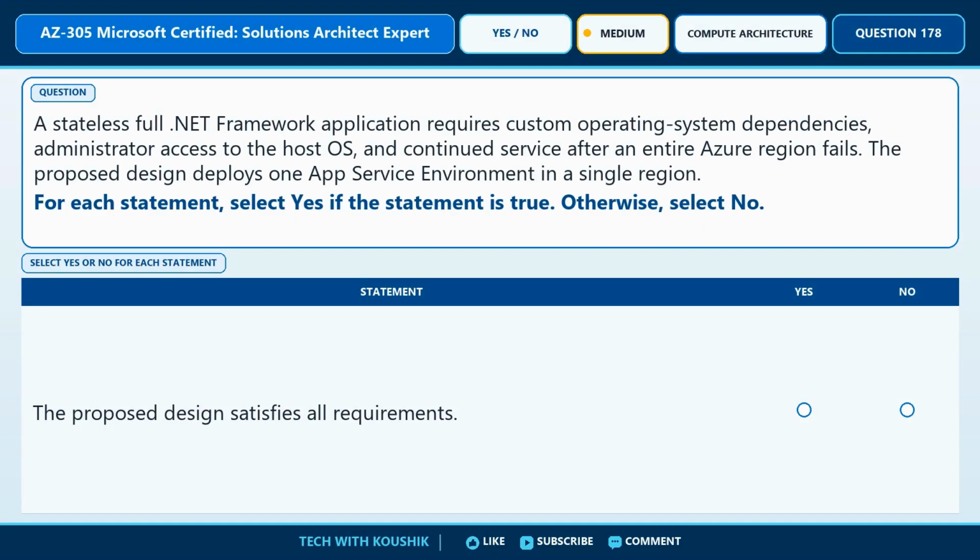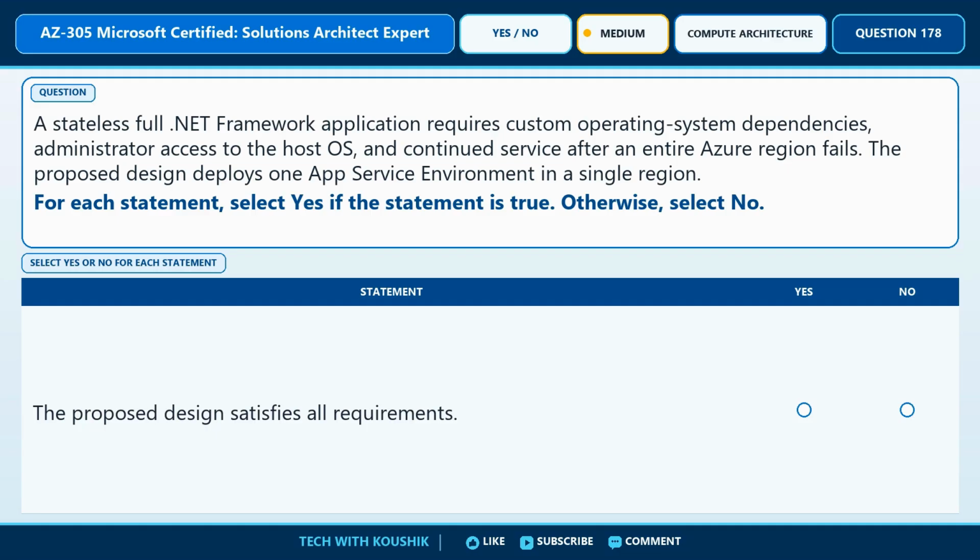The next item is question number 178. Next, we enter the topic of compute architecture. Review the situation. A stateless full .NET Framework application requires custom operating system dependencies, administrator access to the host OS, and continued service after an entire Azure region fails.